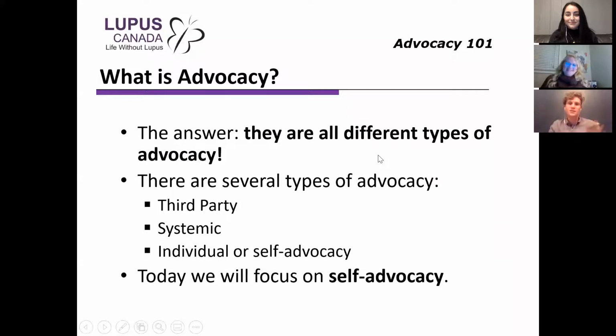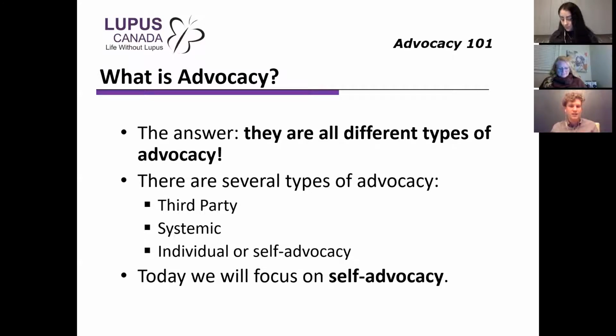Yes, the answer is they are all different types of advocacy. And really there's several types of advocacy. There's third-party advocacy, and that's that first example that I highlighted. It's an organization who may not be totally impacted by an issue, but they're trying to go ahead and make a change. There's systemic advocacy, and that's really trying to go against a system to make a change. So whether that system is government, usually to make change with policies or procedures, legislation, regulations.